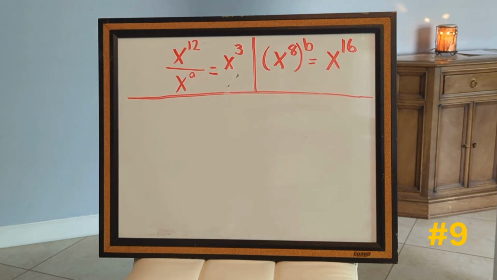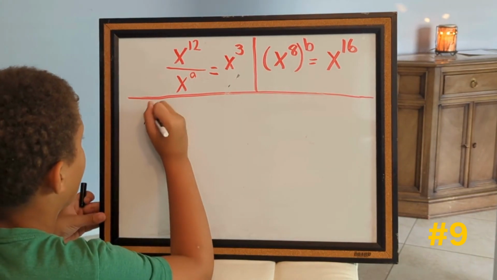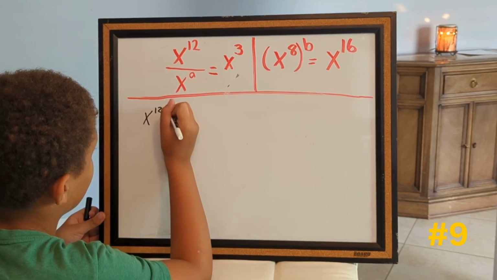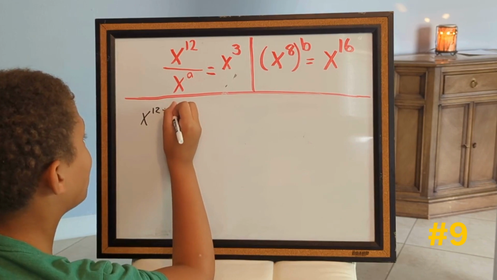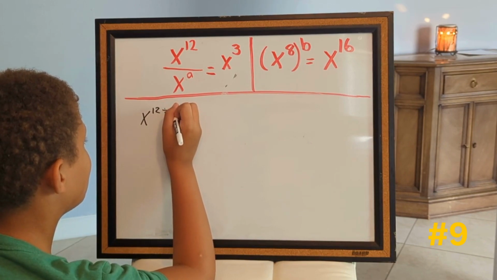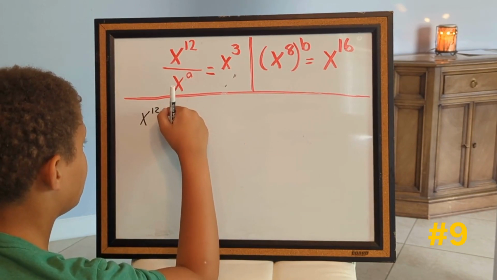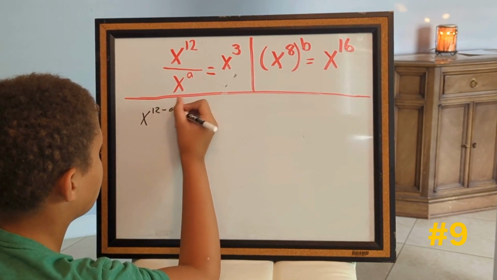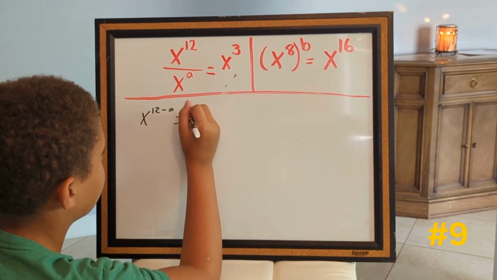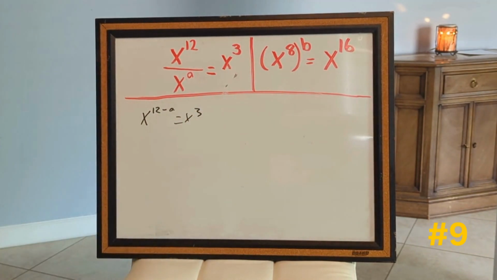All right, Owen's going to lead us through this. First, we are going to look at x to the 12th divided by x to the a. Remember, when you are dividing, you subtract your exponents. Minus a. That's 12 minus a, is equal to x to the 3rd power.